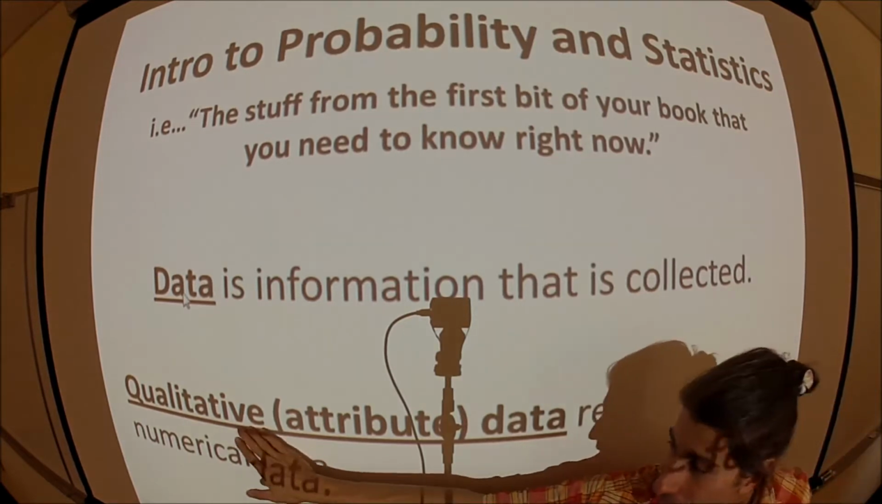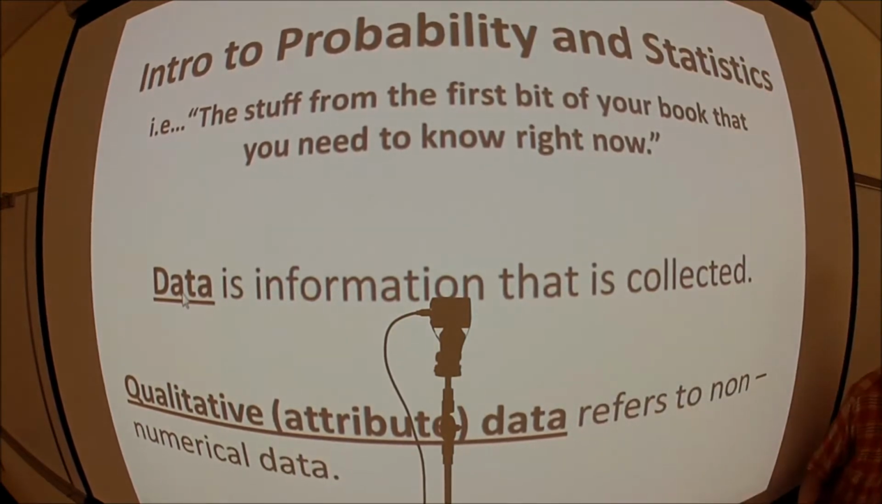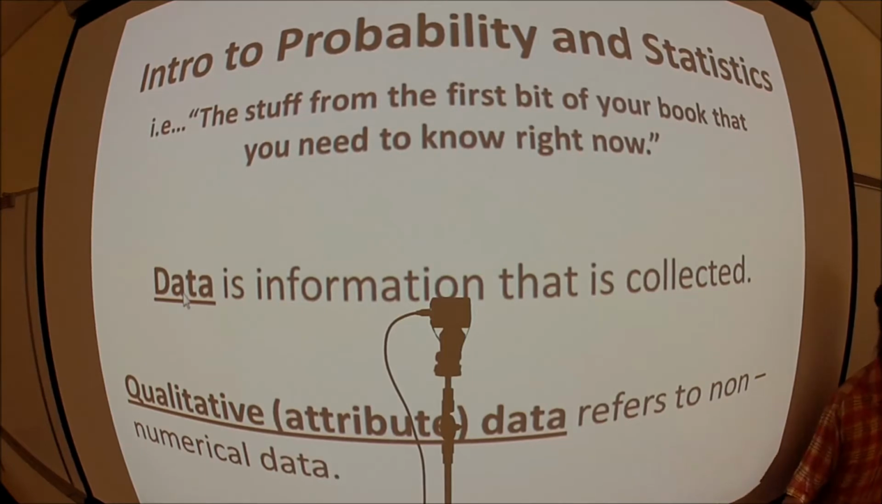And we'll talk more about this in this class and also in 244 about how to deal with qualitative data the proper way. So anyway, that's qualitative. There's not a whole lot you can do with it, honestly.